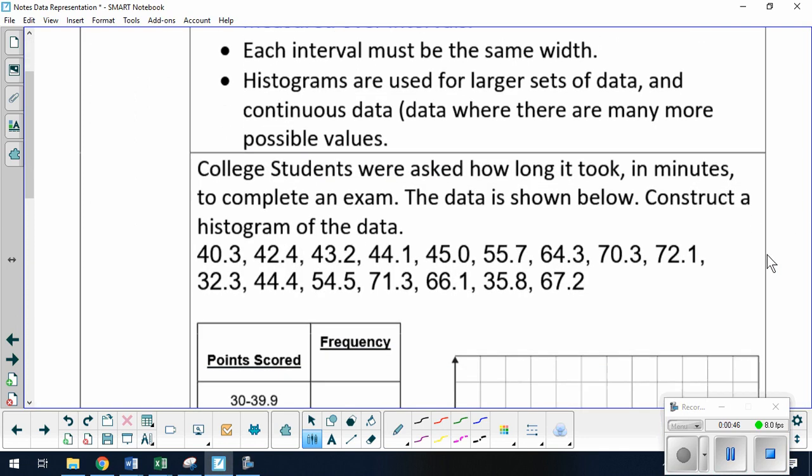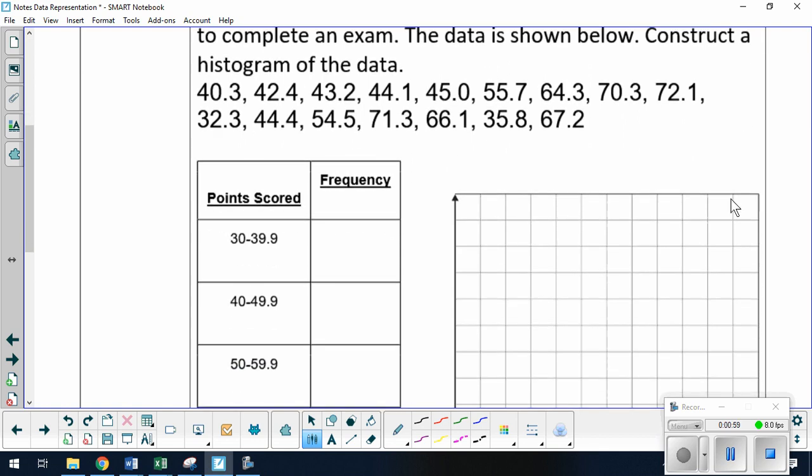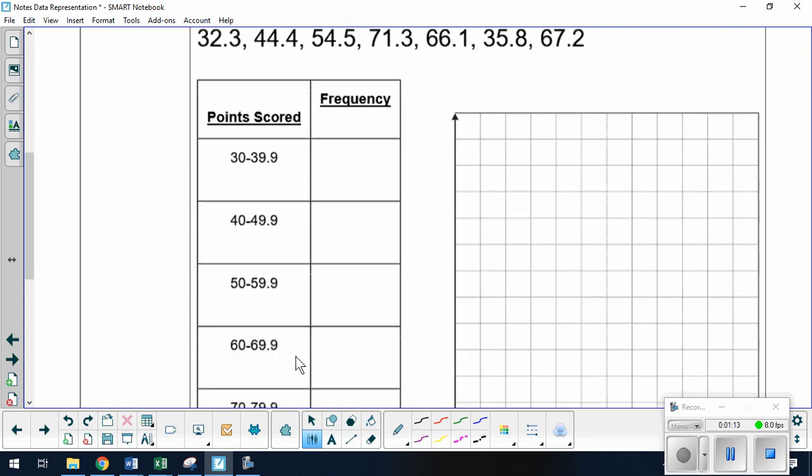Okay, so here we are going to look at this data. College students were asked how long it took in minutes to complete an exam, and this is the data that we came up with. We want to construct a histogram of the data. I've already got us set up with our frequency table here. What we're going to do is go through and count how many have a score between 30 and 39.9, how many between 40 and 49.9, 50 and 59.9, 60 and 69.9, and 70 and 79.9.